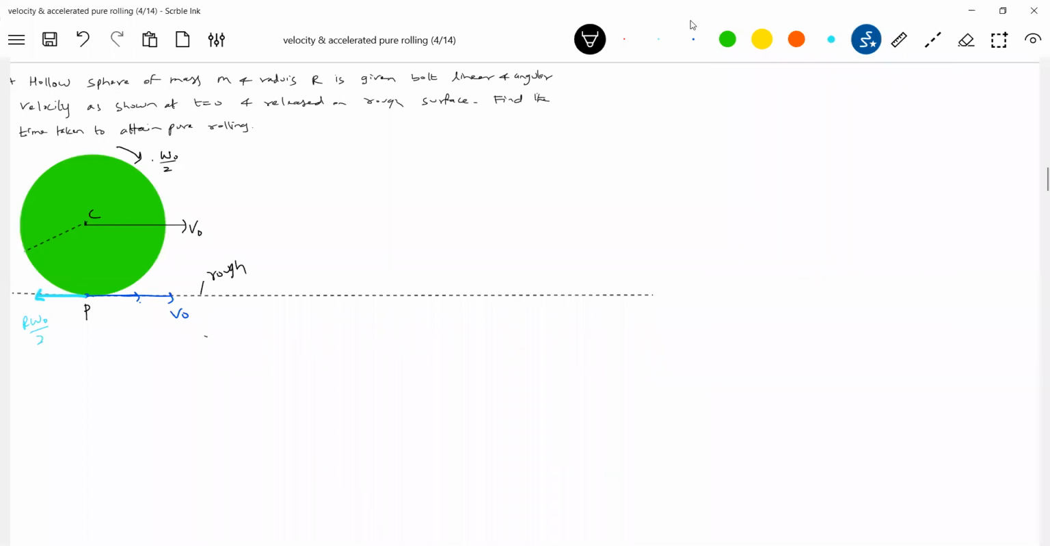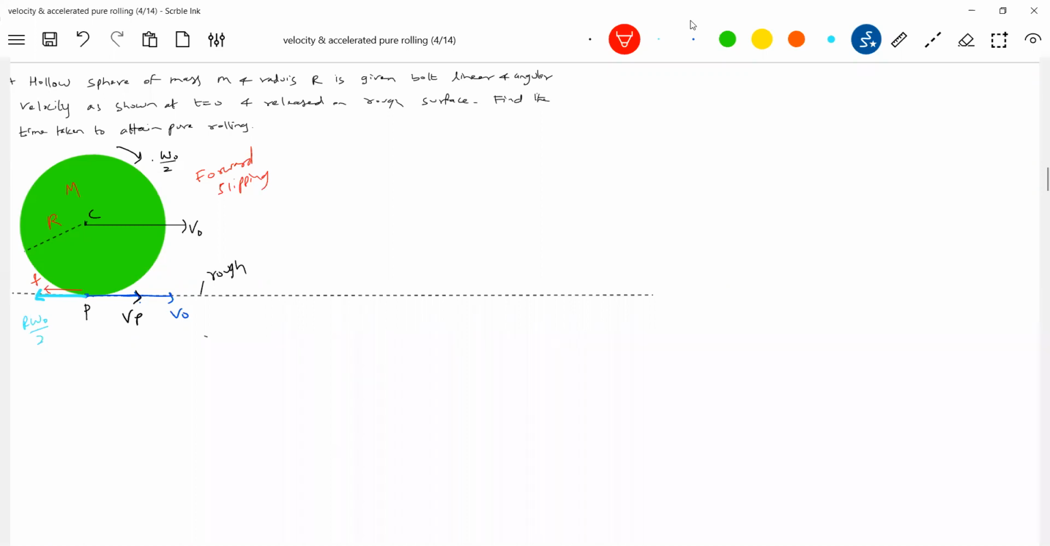Okay, let me take black color. Then how should the friction act? Backward. Is it forward or backward slipping? Forward slipping it is. You are not going to look at the center of mass. You are going to look at the point of contact.